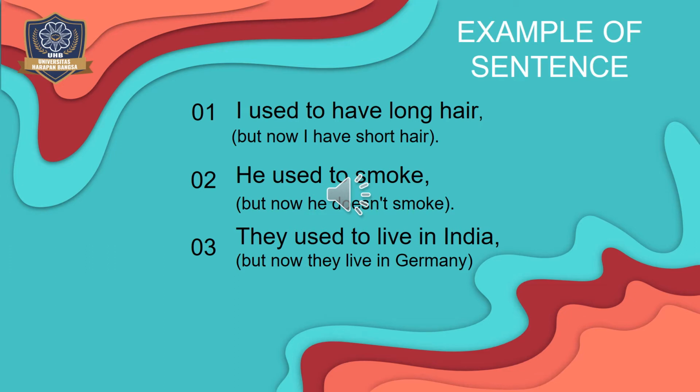Number 2, he used to smoke. It means he smoked, or the habit of smoking happened in the past, but now in the present he doesn't smoke anymore. Number 3, they used to live in India. It means they lived in India in the past. Now in the present, or right now, they live in Germany.